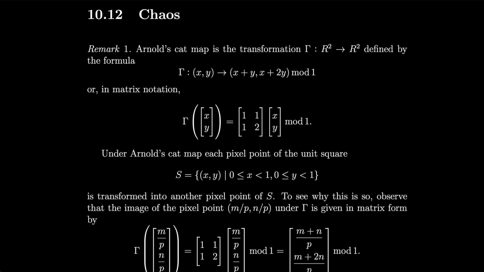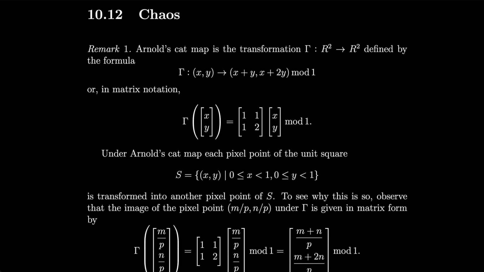Section 10.12, Chaos. When we say chaos in a mathematical sense, we're usually describing some sort of mapping that seems like it should be random, but actually has some sort of underlying order to it. An example of which is Arnold's cat map, which is given by the transformation gamma from R2 to R2, defined by this formula right over here, where (x, y) is sent to (x + y, x + 2y) modulo 1.